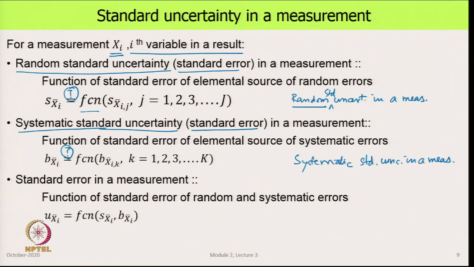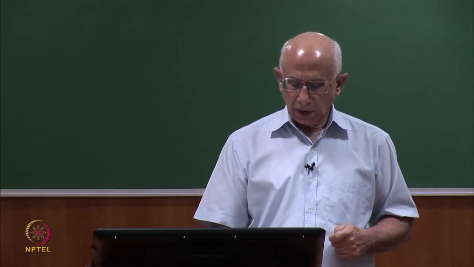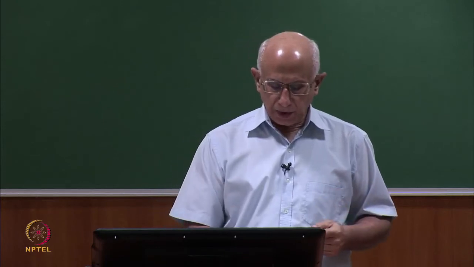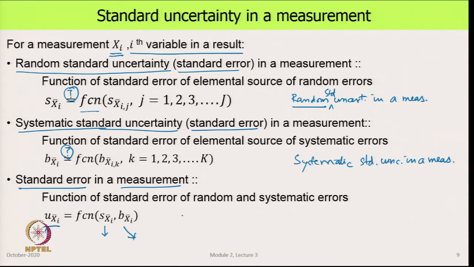And when we combine it and ask, now tell me what is the standard error in this measurement? For this, we have the symbol Uxi bar. So, U tells you that this is the standard error in a measurement. This is a function of the other two, the standard random uncertainty and the standard systematic uncertainty. So, combining these two, we get the uncertainty in a measurement. So, this is the standard error in a measurement or the standard uncertainty in a measurement.